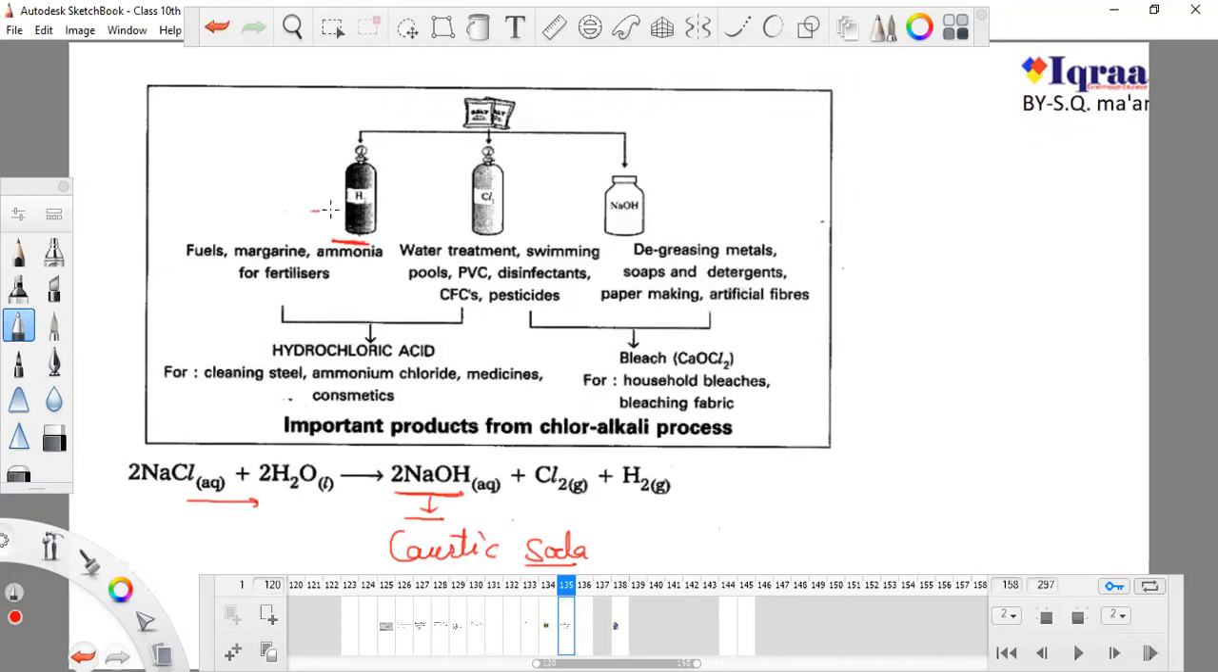And we also studied the uses of hydrogen gas, the uses of Cl2, and the uses of sodium hydroxide. We studied how we can react hydrogen with chlorine, and chlorine with sodium hydroxide, and sodium hydroxide with hydrogen, and we can produce different types of substances. So in this series we studied about hydrochloric acid.